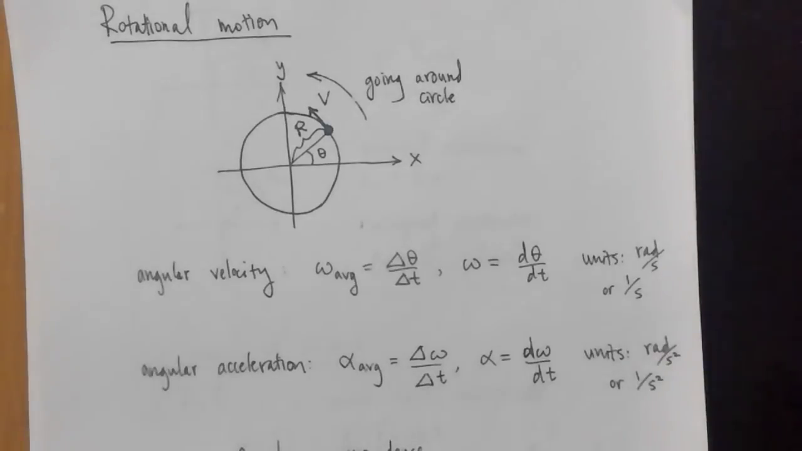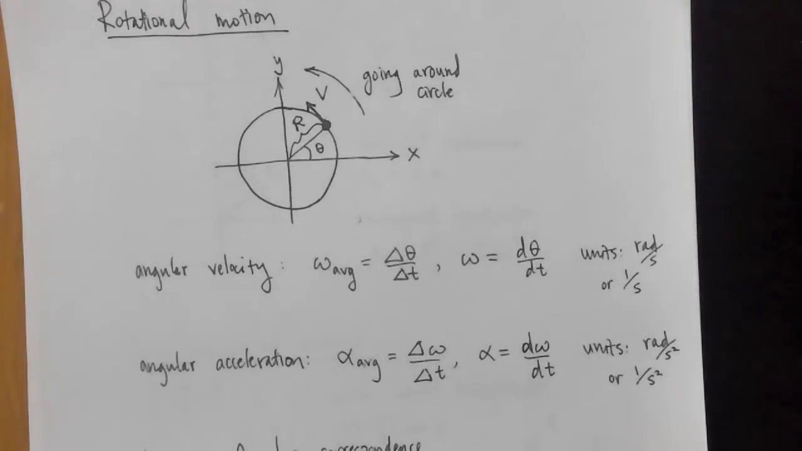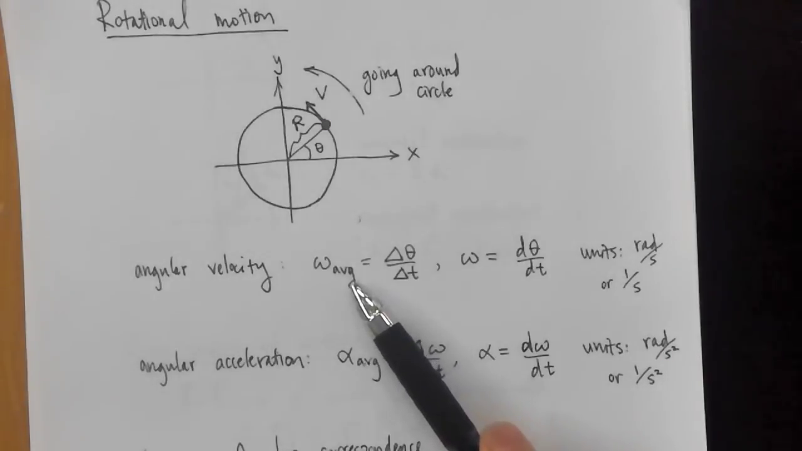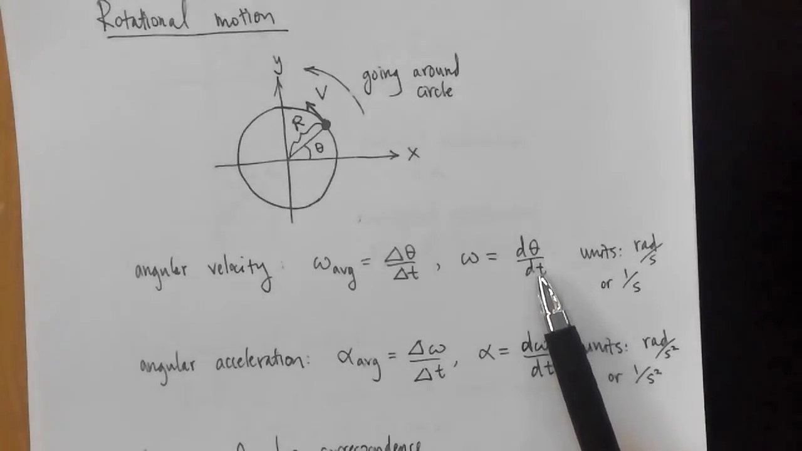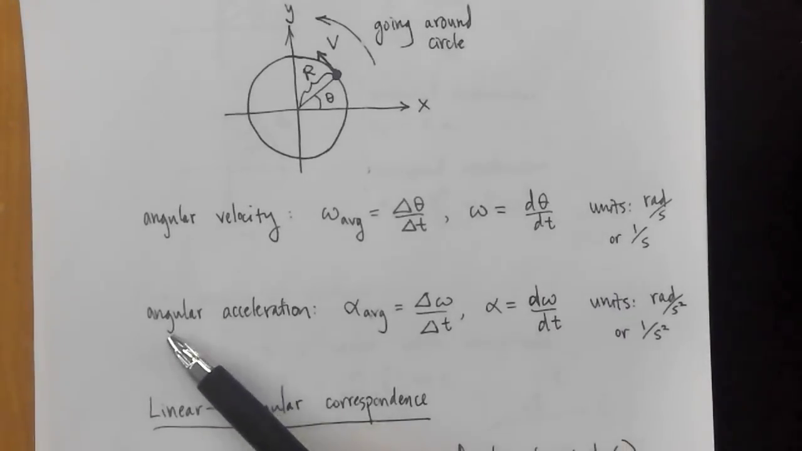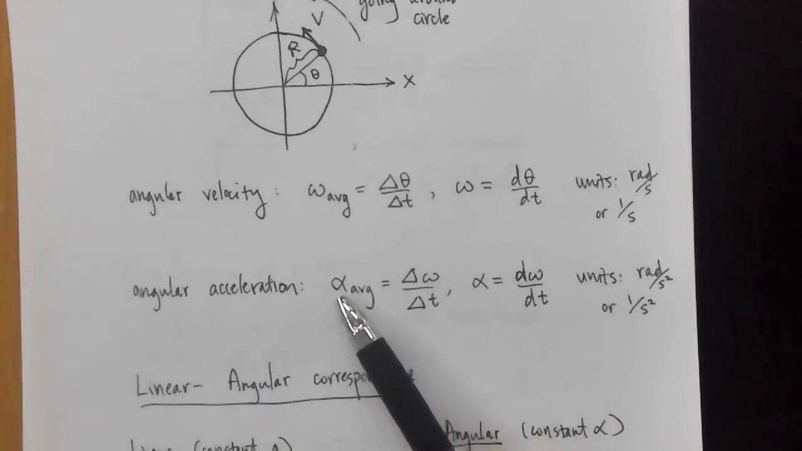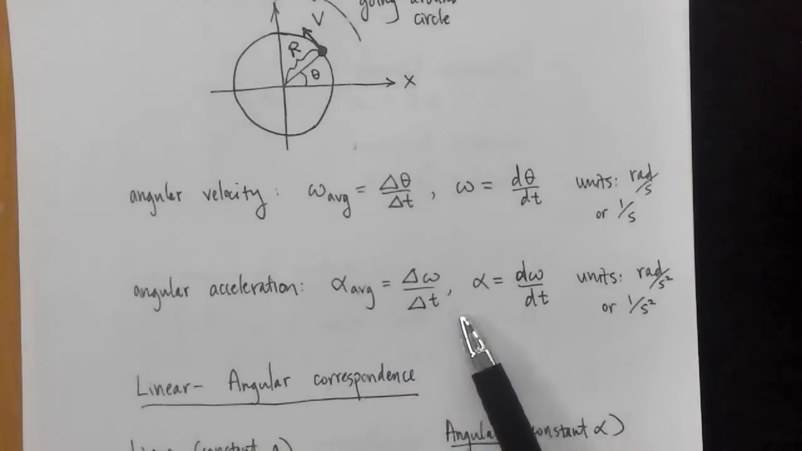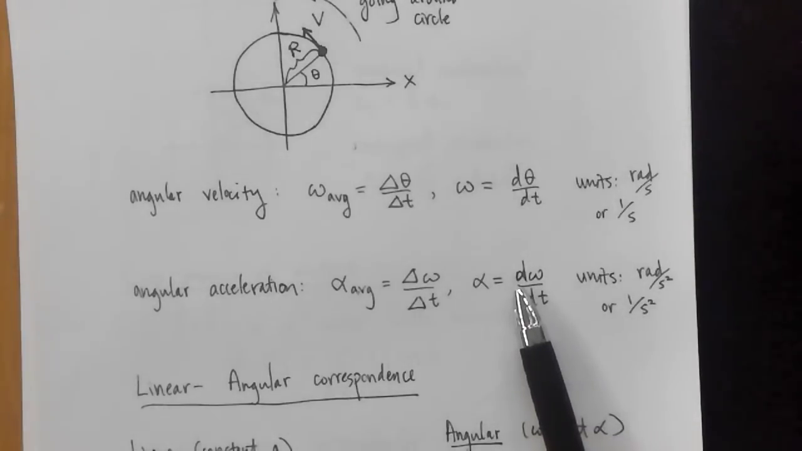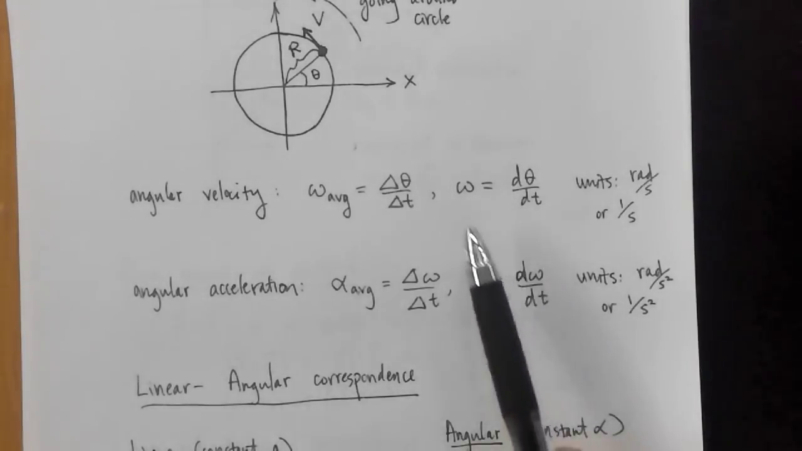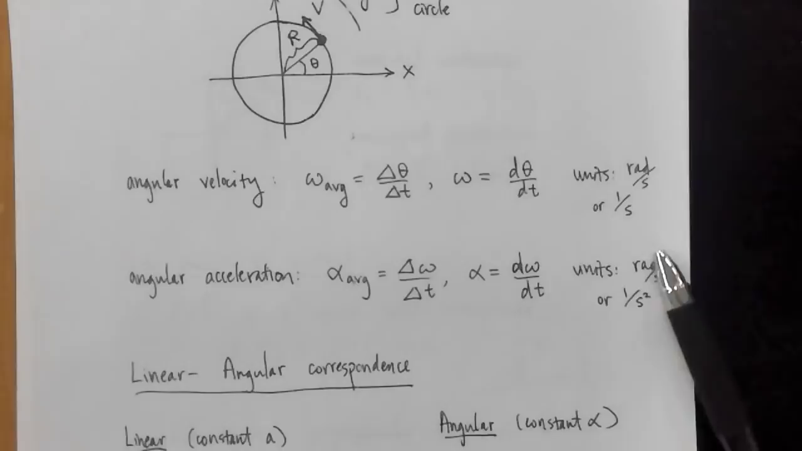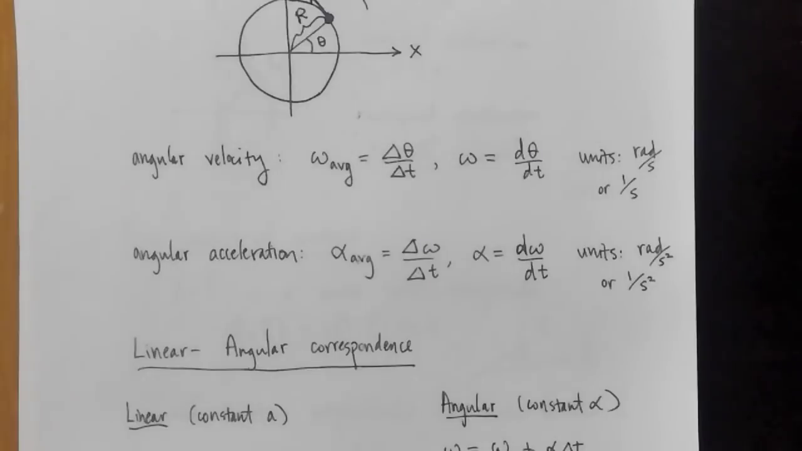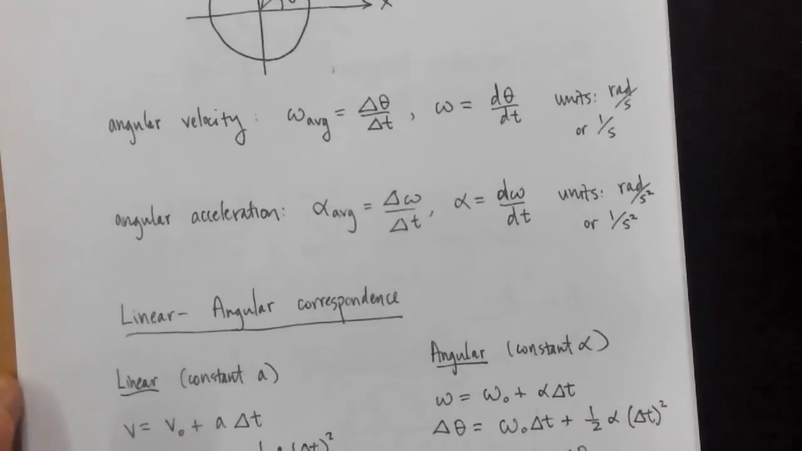So average angular velocity is delta theta over delta t, or the time derivative of theta with respect to t. You all know that. Then we have the angular acceleration, that's alpha, average is delta omega over delta t. And for the instantaneous angular acceleration, the time derivative of omega, the angular velocity. That's in units of radians per second, or radians per second squared. Radians are not a real unit, so sometimes we just drop them.